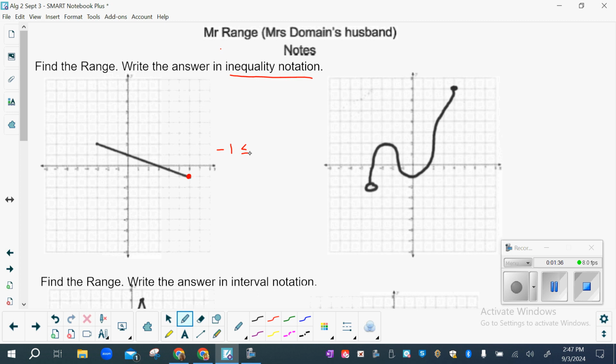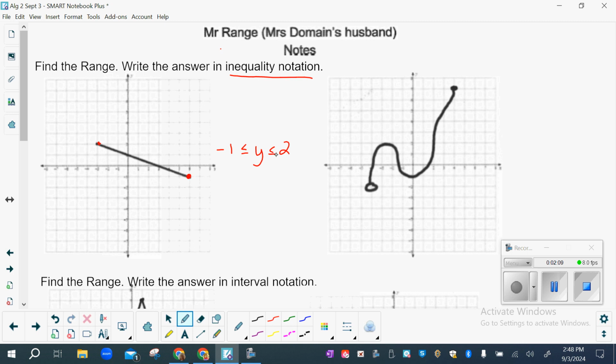Because it's the range, instead of the x values, we're doing the y values. So we're going to put a y here. And then what would be our biggest y value? We're going to look at this point over here, which would be our highest. So the y value would be 2. Less than 2 or less than or equal to 2? Less than or equal to 2, because it is solid again.